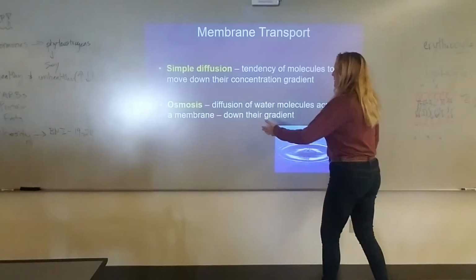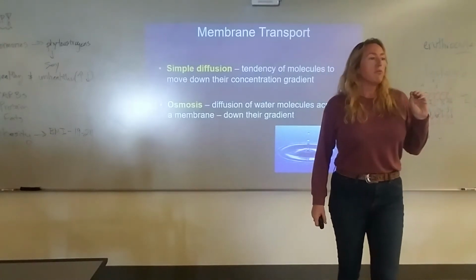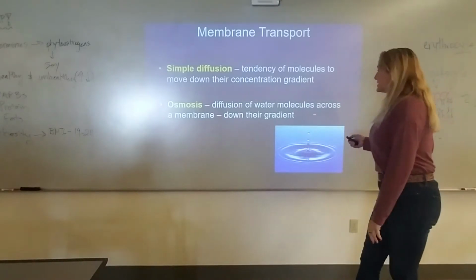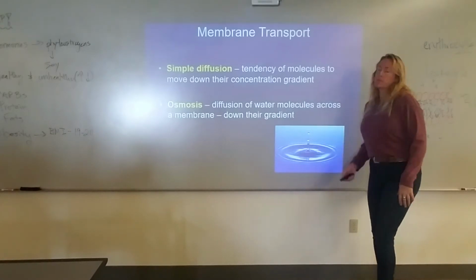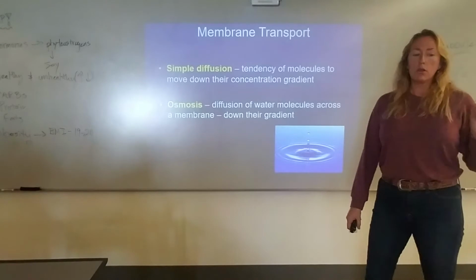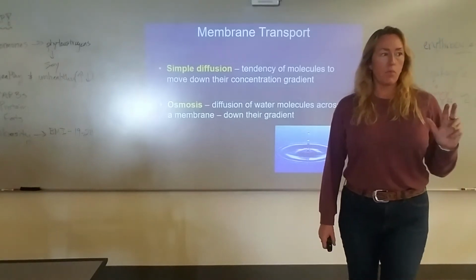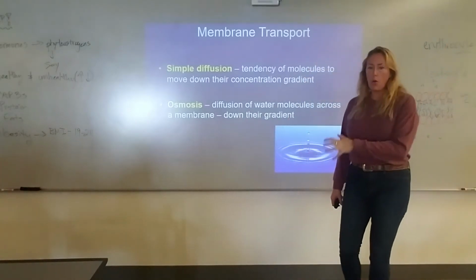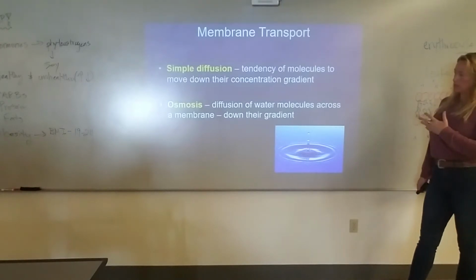That's all it is. Osmosis is specifically referring to diffusion of water, where the water molecules can go. And they actually do the same thing. This is diffusion of water molecules across a membrane, specifically the plasma membrane, as we'll talk about it, down the water molecules' gradient, okay? So this means water is going to go from where water is highest in concentration to where water is lowest in concentration. Sounds weird, but it will make sense in a second.